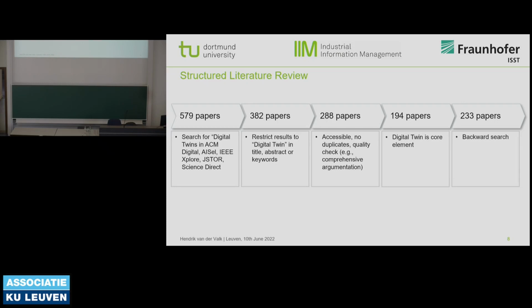We then restricted our search to the term digital twin in title, abstracts, and keywords to have a closer look. That yielded 382 papers. We checked for accessibility, quality criteria, for example comprehensive argumentation, and duplicates. And we checked in a full text review that the digital twin is really the core element of a paper, not just a side notice. So we had 194 papers, and doing a backward search, which papers these 194 cited, we had in the end 233 papers.